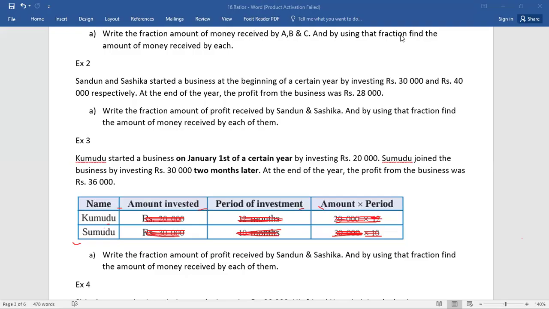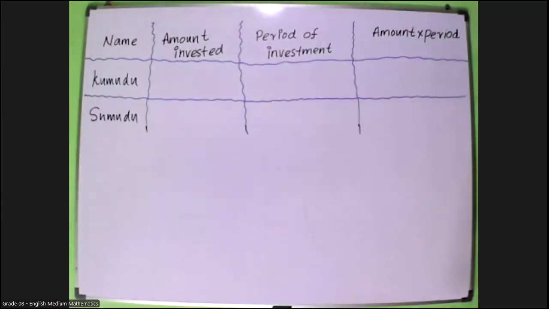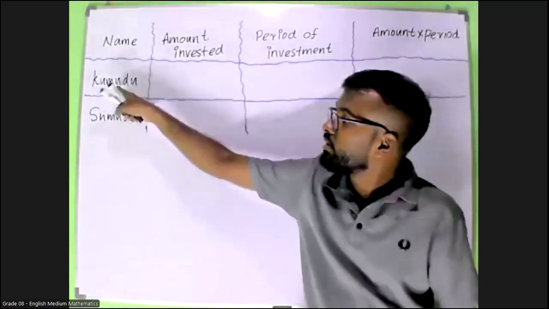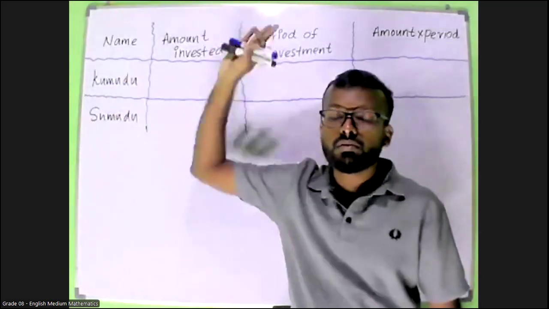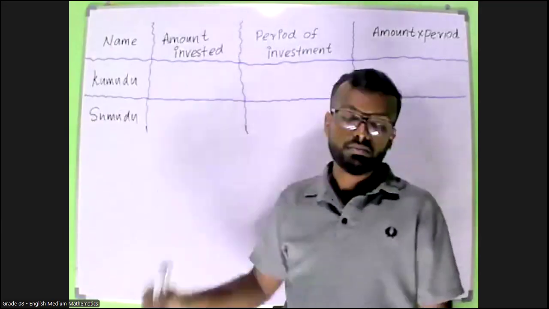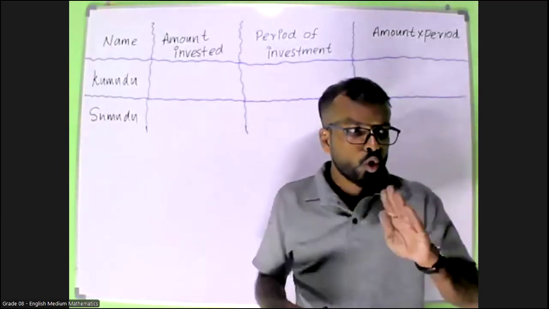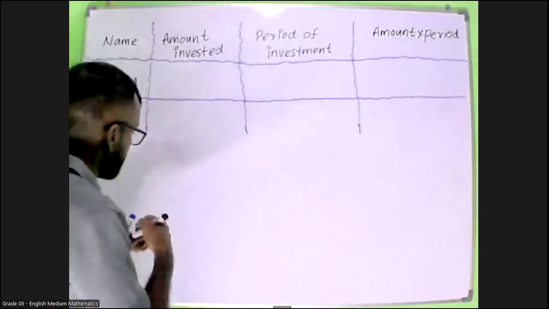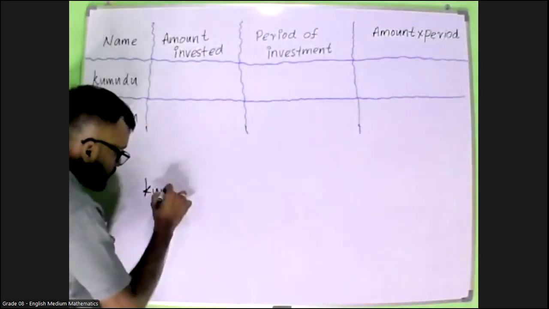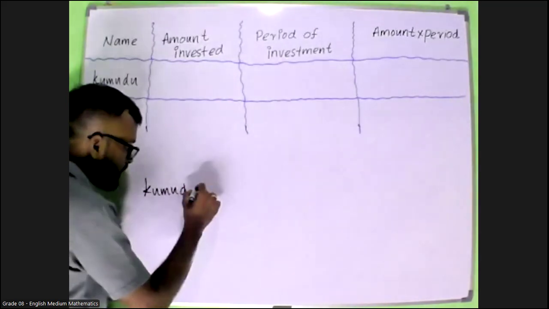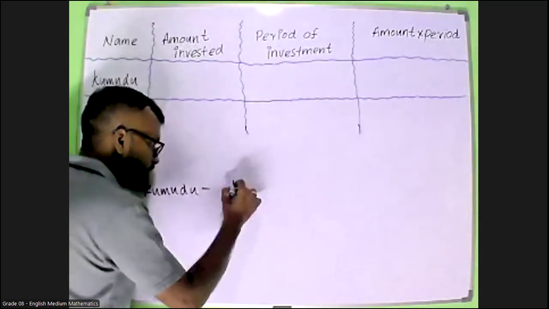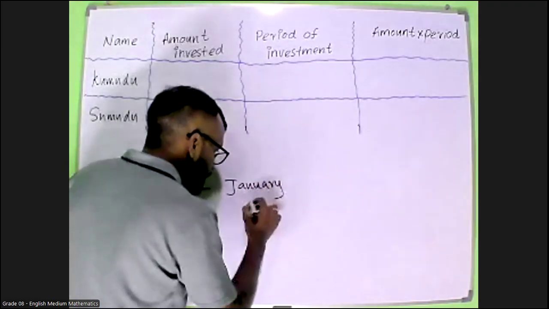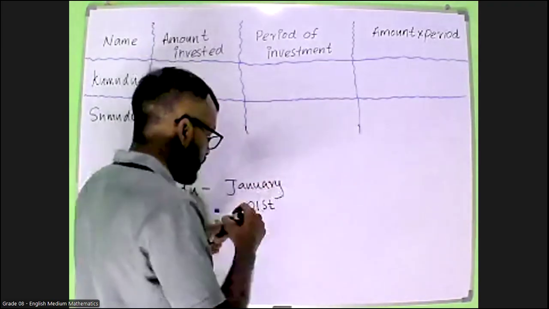Okay, look at the book. So let's read the question. Kumudu started a business. Right? This person is the owner. On January 1st. Look at the board. Kumudu starting the business, January 1st.